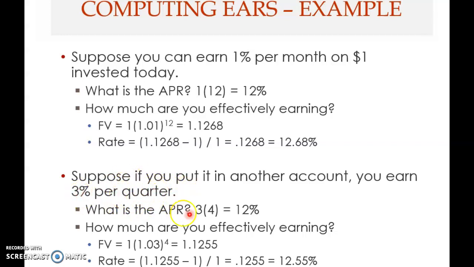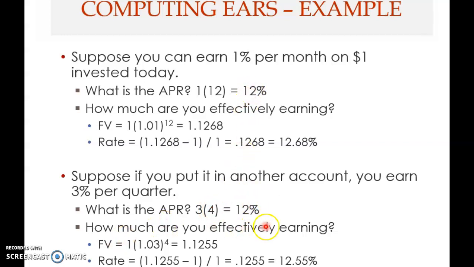So 3, what is the APR? You take 3 as the period rate R. How many quarters are there? Okay, 4, yeah, M is 4, therefore 3 times 4 is 12%. R multiplied by M, yeah. So it's also 12%, same APR.